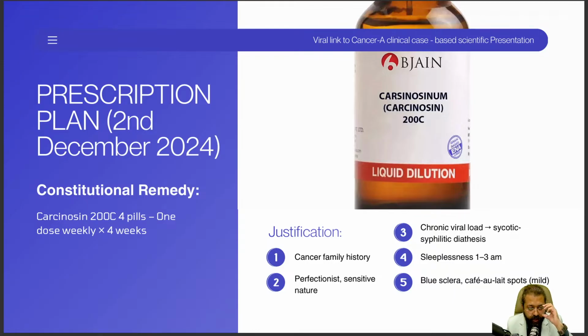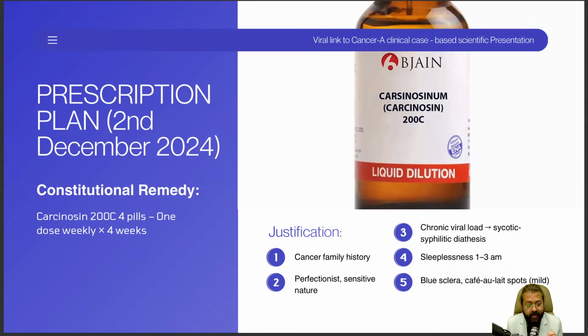Like here in this case we chose carcinosin. Now here, 200 pills, one dose weekly for 4 weeks. Why we chose carcinosin is really important. First of all, cancer family history.